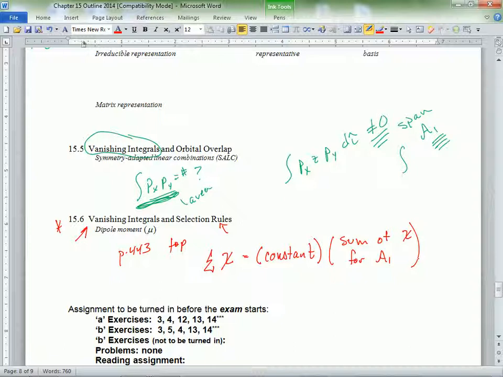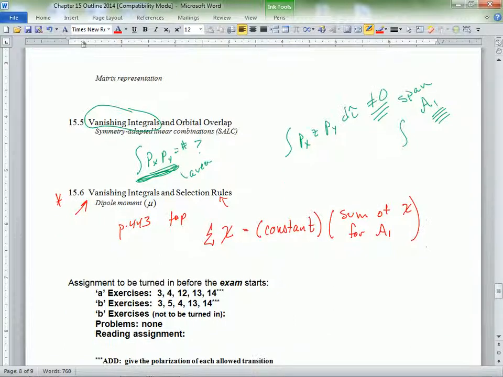There's an actual three-dimensional object in space. No matter how you look at it, it spans A1. It's completely symmetric. Okay, it won't go away, just by symmetry. So let's take a look at a few of these examples. Oh, I guess we should take a look at page 443 top. Page 443 top is the general rules. So if you don't have your book, let me run it through with you. You have an integral f1, f2.